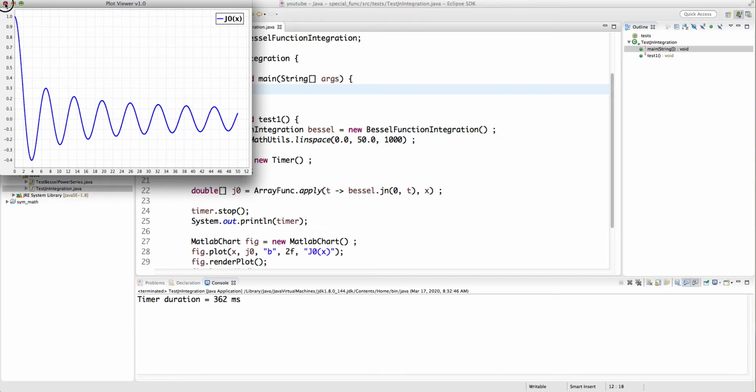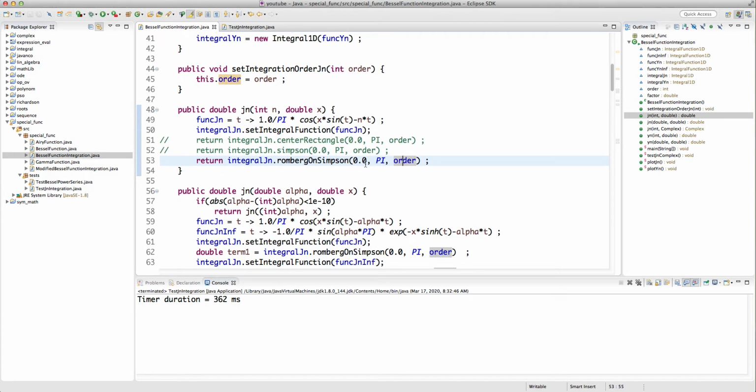That's why we can set, instead of Romberg on Simpson, we can just use the center rectangle. And remember, center rectangle has an error order of delta x squared. Simpson had an order of delta x to the fourth, and then when we accelerate with Romberg, we get delta x to the eighth. And here, delta x to the second order error is good enough for us.